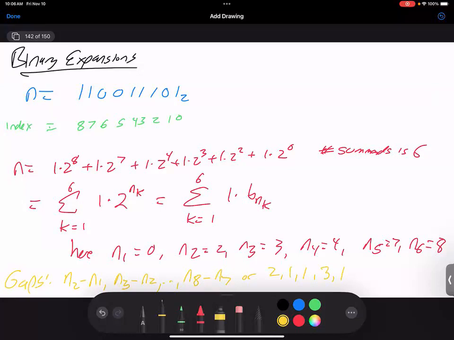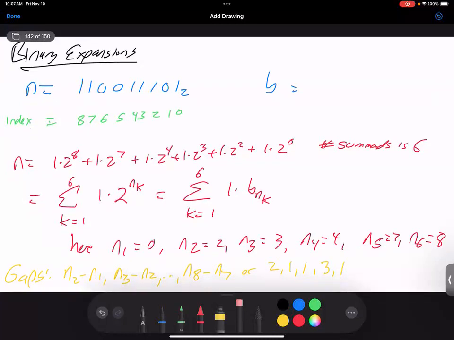Why do we go 1 times 2 to the n sub k? Why is that 1 times b sub n? So here, let's do this. I'll change this number to an m. And we'll say b sub n is 2 to the n. Those are the terms in my sequence. So the sequence of the b n's is just going to be 1, 2, 4, and so on.